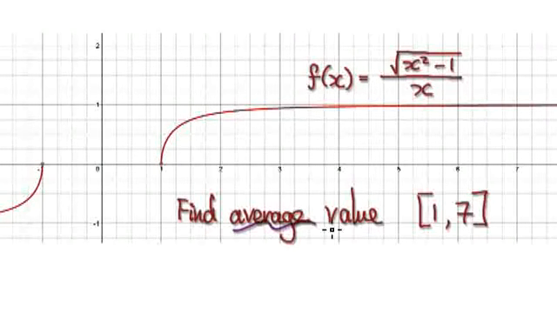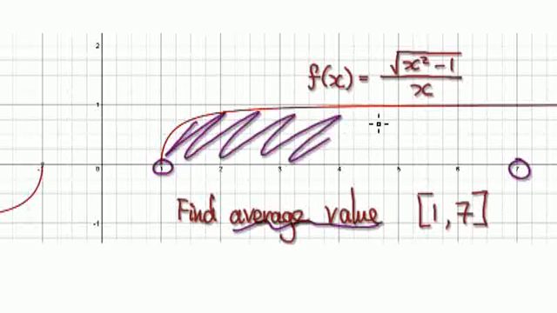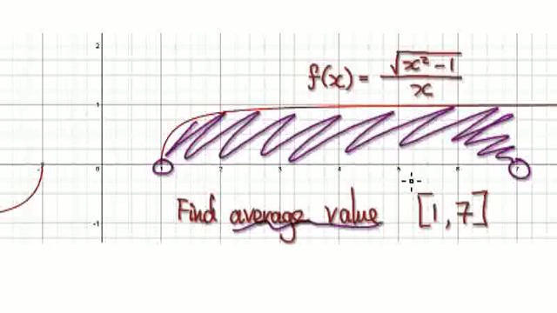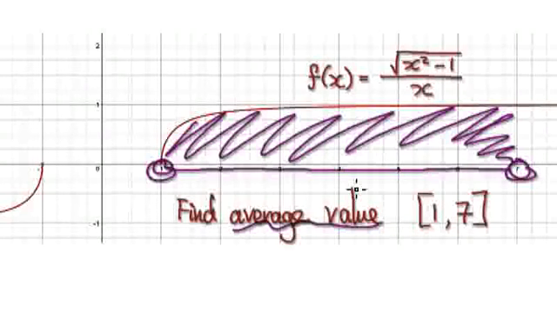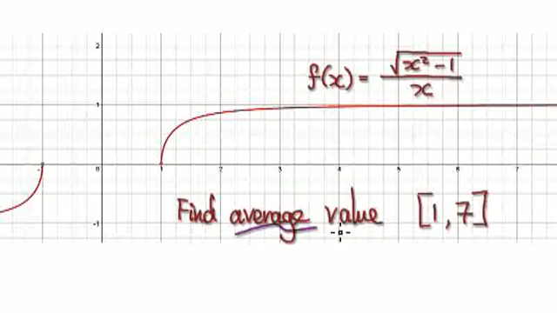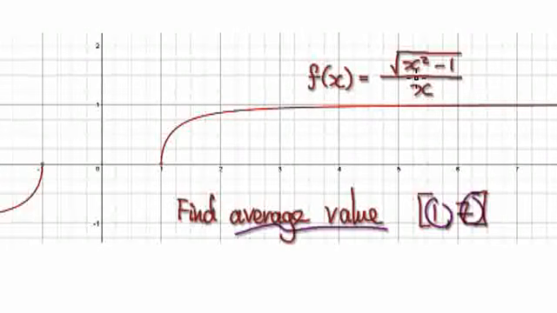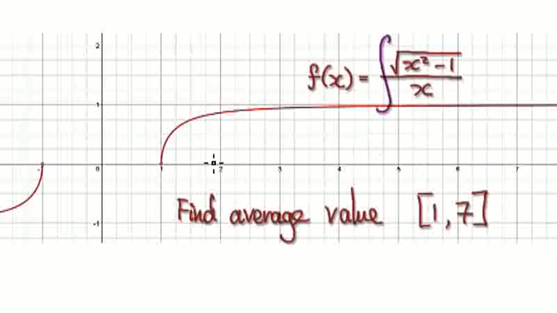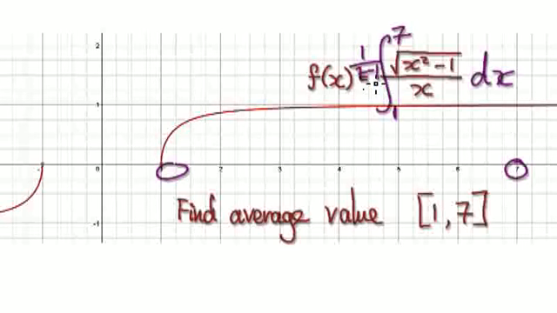Okay, so to work out the average value from 1 to 7, we need to work out the area underneath the graph. So work out the whole area and then divide it by this length here, which happens to be 6. So really, to work out the average value from 1 to 7, we need to work out the area underneath this graph from 1 to 7 dx here, and then divide that by this length here, which happens to be 7 minus 1.